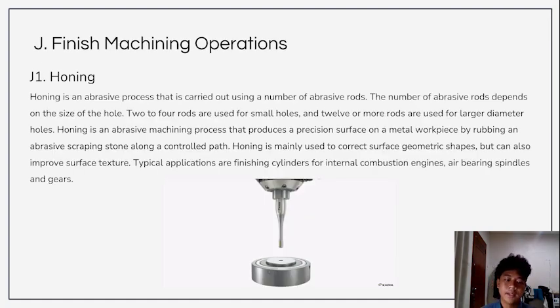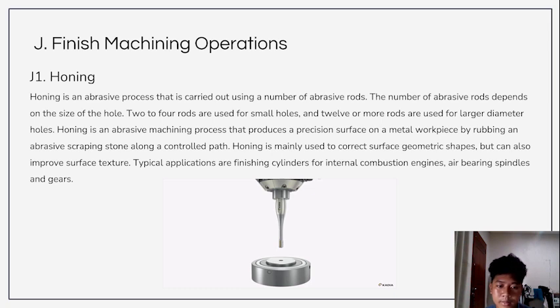Next is finish machining operations. First one is honing. Honing is an abrasive process that is carried out using a number of abrasive rods. The number of abrasive rods depends on the size of the hole. Two to four rods are used for small holes, and 12 or more rods are used for larger diameter holes.